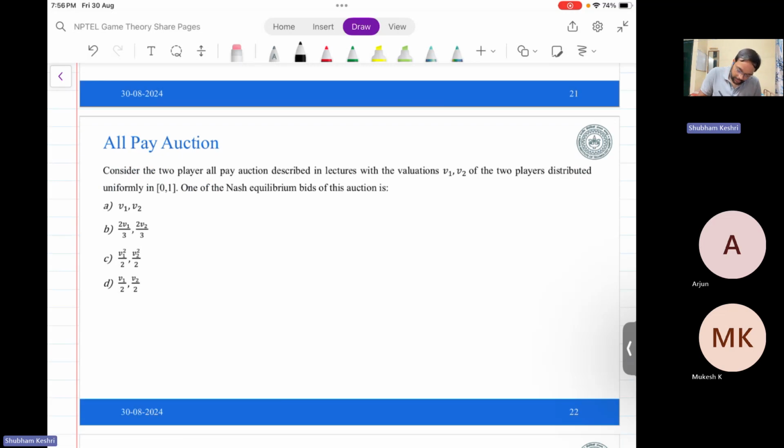So this is an example of an all pay auction. We have two players and their valuations are v1 and v2, which are distributed uniformly between 0 and 1. Which one of these three is a Nash equilibrium? C. This has been discussed in the lectures. So C is the correct answer. Okay.